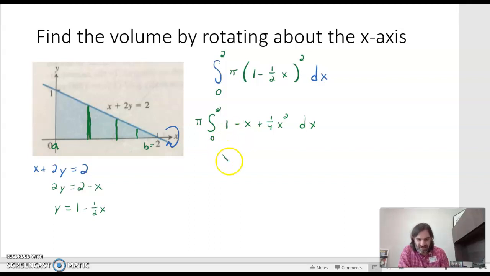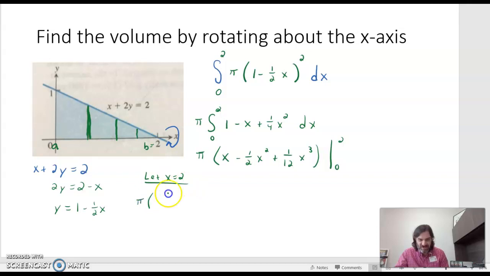So 1 becomes x, negative x becomes negative 1/2 x squared, and then 1/4 x squared becomes 1/12 x cubed. Now that'd be a plus c. There is a pi times all this, but it's going to run from 0 to 2. The pi I pulled out front is just so I have a constant and not in the way. So we're going to let x equal 2 as we evaluate this.